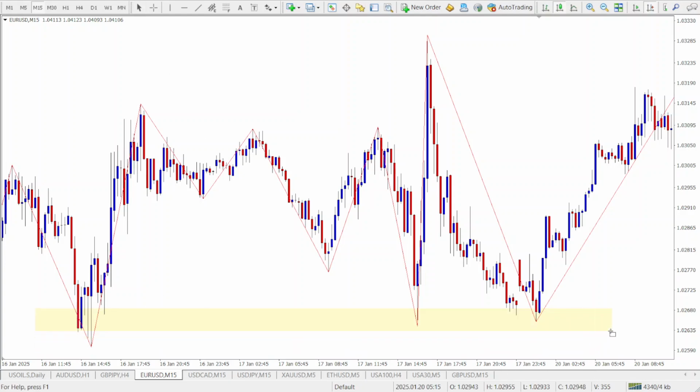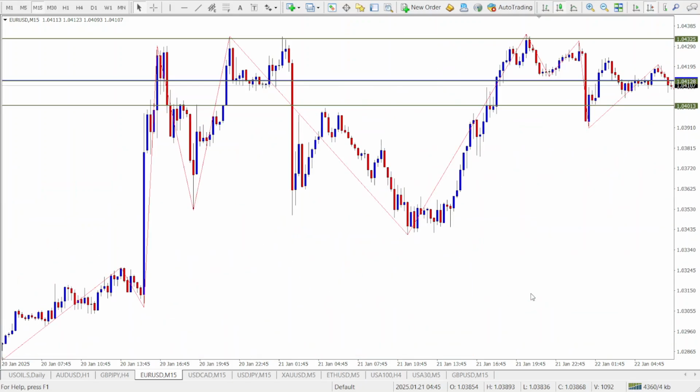Okay, we can see that we had a support zone around here. You can see that the zigzag indicator connected a low here, and here it identified three lows around the same zone. All right, so this area acts as a support. So if the price breaks below this level, it could indicate a strong bearish breakout.